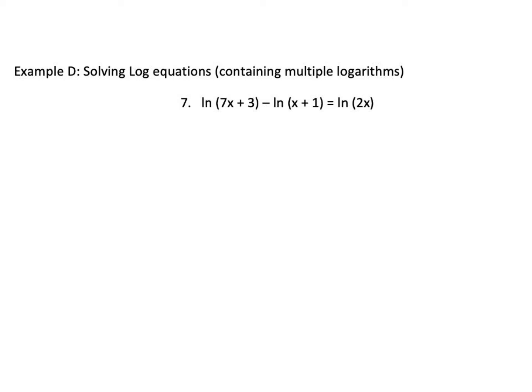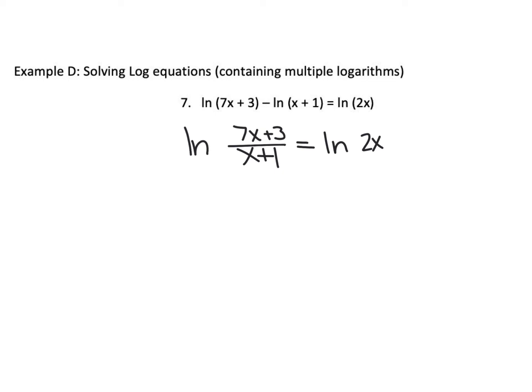Okay, here's another one with multiple logs, and I scan and I'm looking for my variables, and I see that x is in each of the arguments. So I'm going to just kind of proceed here and see what we can do. Let's start on the left side. What can we clean up? It looks to me like we can use our quotient rule. So this would be the ln of 7x plus 3 over x plus 1 is equal to the ln of 2x. So what's that give me?